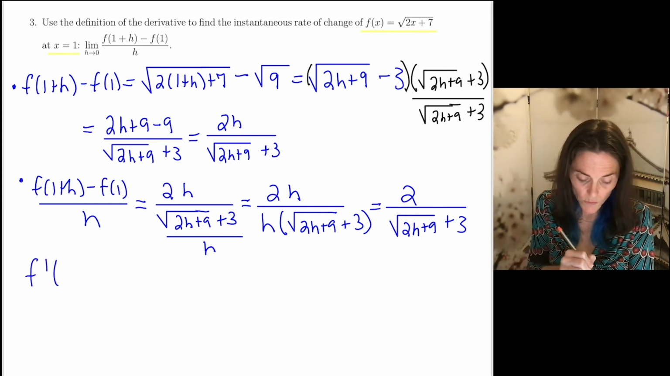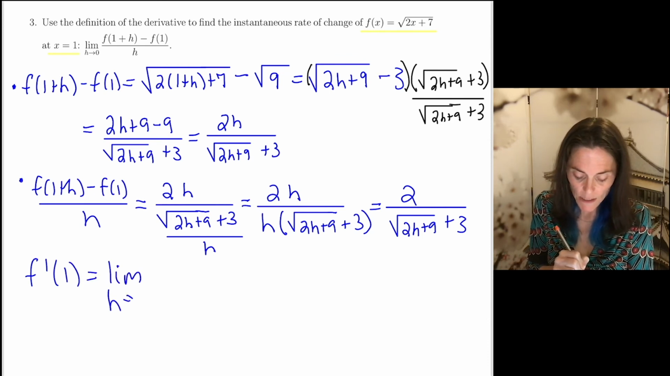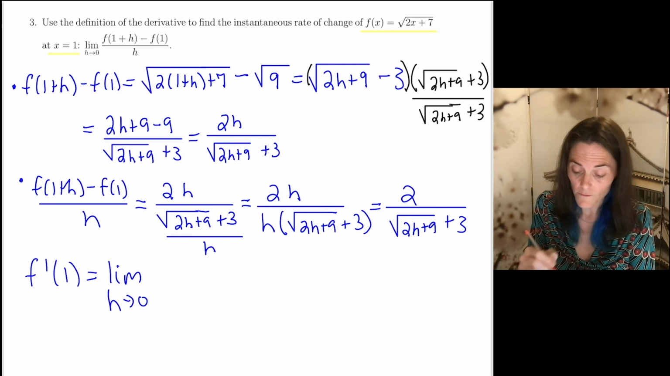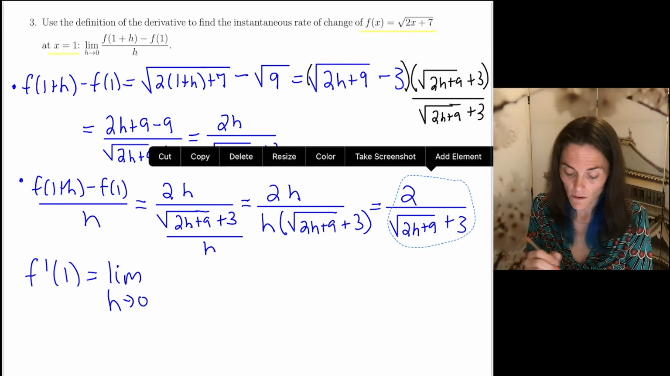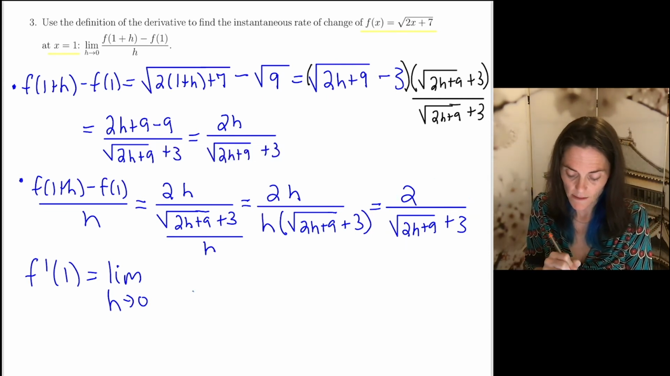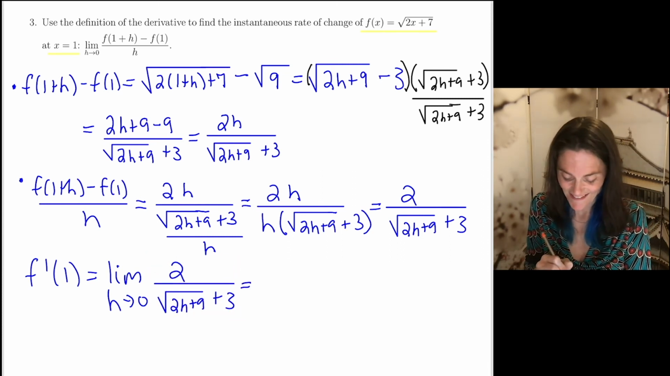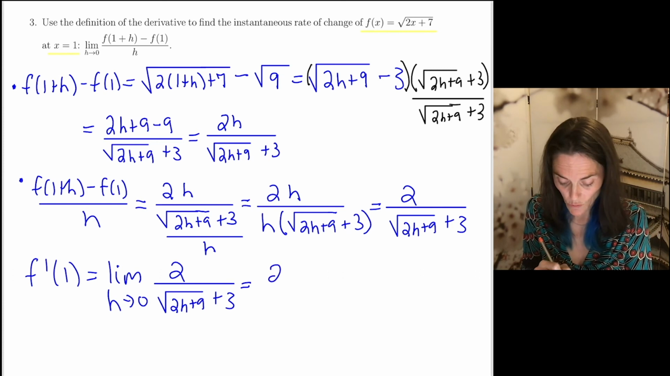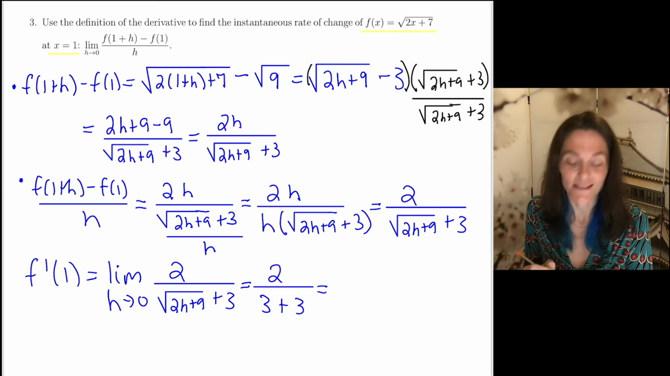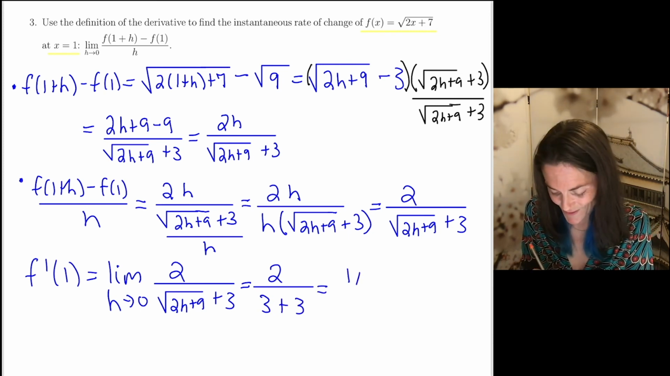So the derivative evaluated at 1 is the limit as h approaches 0 of, maybe I'll just copy this and paste because I have simplified the difference quotient. And you see we get 2 over the square root of 9, which is 3, plus 3. This is 2 over 6, or 1 over 3.